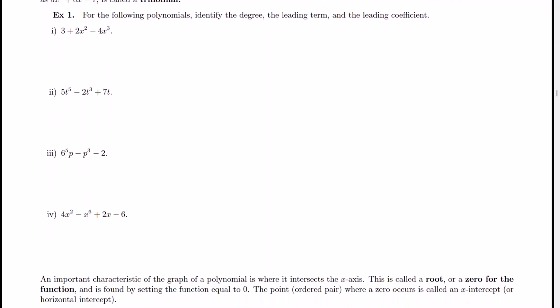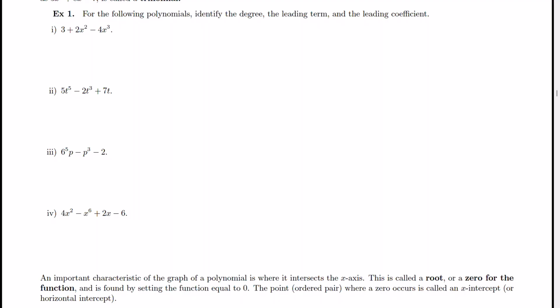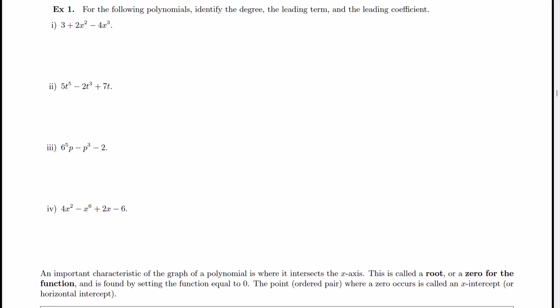So in example 1, we are given some polynomials and we're expected to identify the degree, the leading term, and the leading coefficient. So the first thing we're going to do for all of these is write them in standard form. So what exactly is standard form? Standard form is when you write the polynomial in descending order from the highest power down. So you're going to look at each one of these polynomials, the 3 plus 2x squared minus 4x cubed, for instance, and you're going to start by writing the polynomial in standard form, meaning the highest power goes first, then the next highest power, and so on until we get to the constant term.